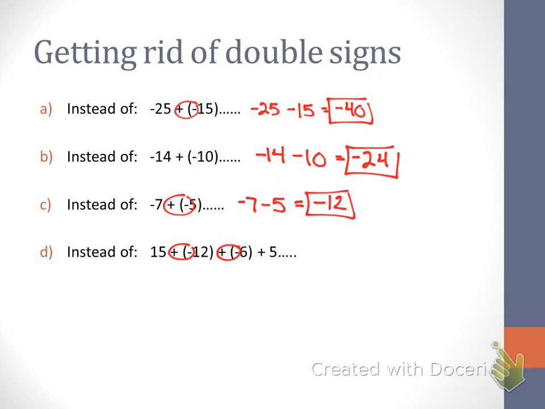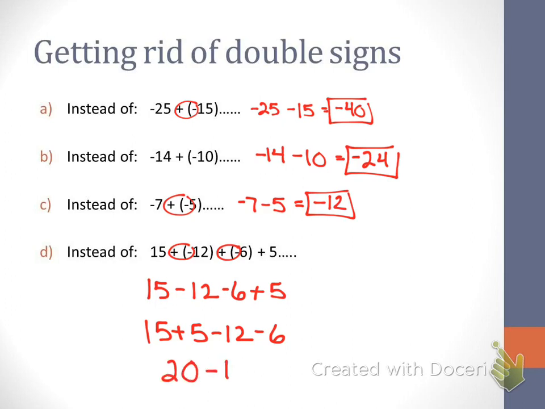All right, what about, did you write 15 minus 12 minus 6 plus 5? All right, now you can rearrange them to group your positives together, 15 plus 5, and group your negatives together, negative 12 and negative 6. You get 20 minus 18, which is 2, right? Yep. All right, so getting rid of double signs. Now we have one more example and we're done.